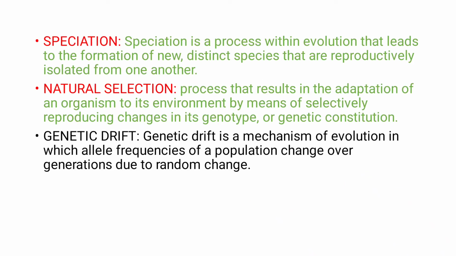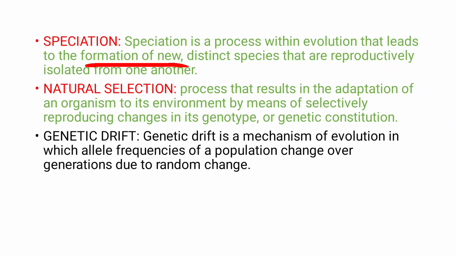Then very important definitions: speciation and natural selection. So what is speciation? It is a process within evolution that leads to the formation of new species. Basically, it is the formation of new species from the older one, distinct species that are reproductively isolated from one another. You remember I gave the example of that beetle one. And there are many more examples of natural selection also.